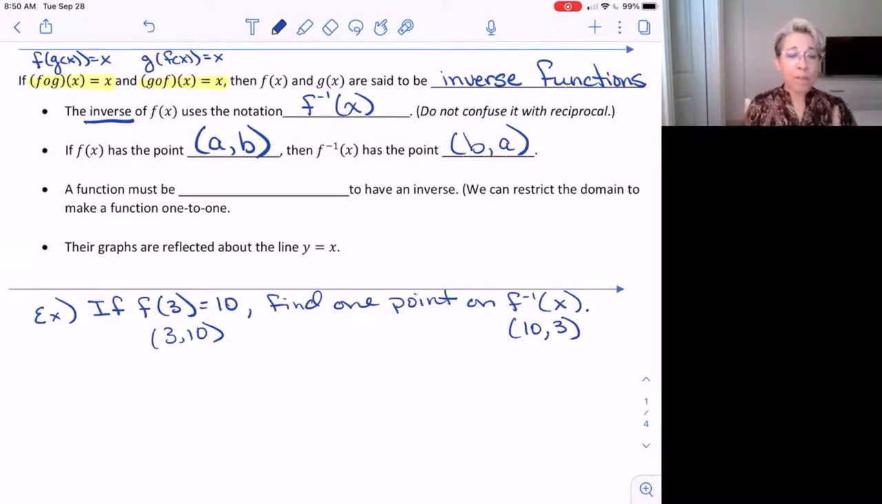And also remember, a function must be one-to-one in order to have an inverse. So one of the things we can do is restrict the domain to make the function one-to-one. In other words, say we're only going to define it from 0 to infinity to keep it a one-to-one function. And the very last piece of information is that their graphs are reflected about the line y equals x.